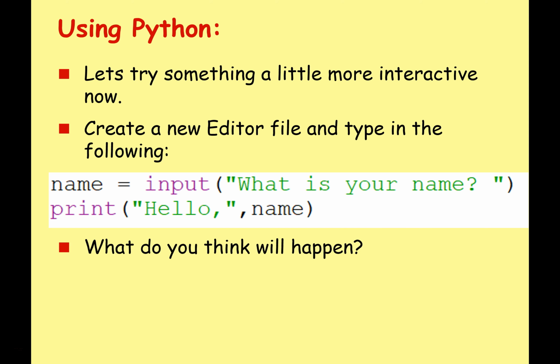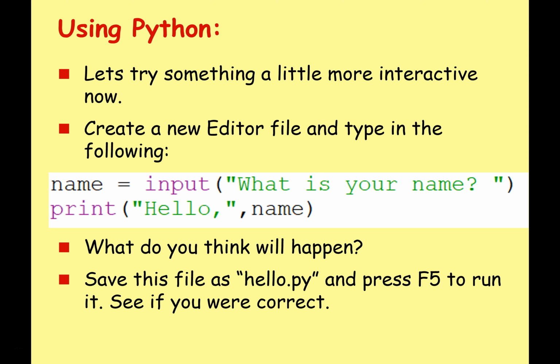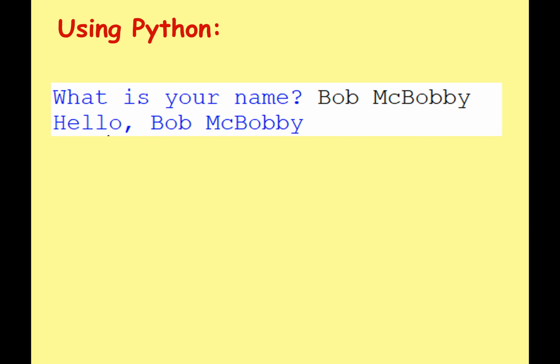So again, programming is all about experimentation. You also have to try and guess what things are going to do, have a think about it, run it, see if that's what really happens. If not, think about why. So again, maybe save it as hello.py or something similar. Again, you can press F5 to run it. And something like this should happen.